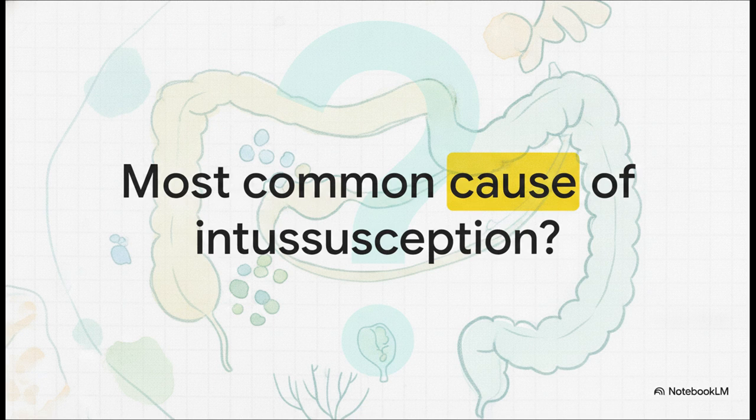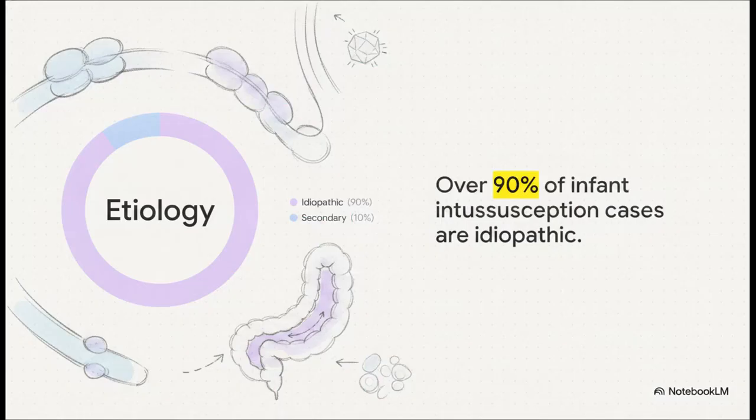A, hyperplasia of Peyer's patches. B, enteric duplication cyst. C, Meckel's diverticulum. D, small bowel lymphoma. Or E, none of the above? It's A, hyperplasia of Peyer's patches in the terminal ileum.